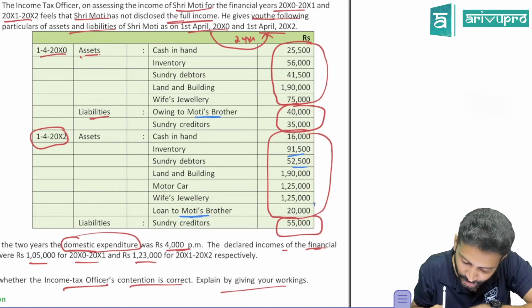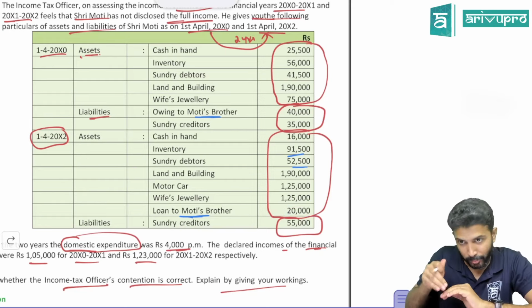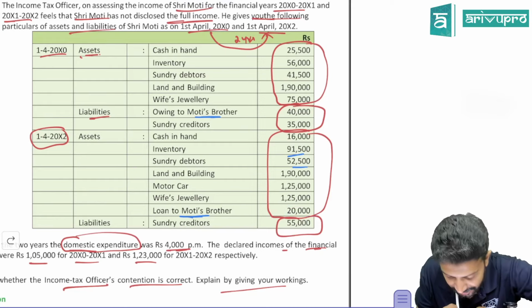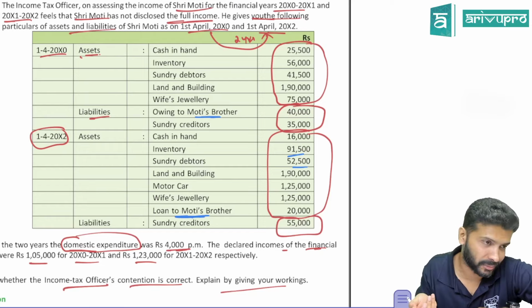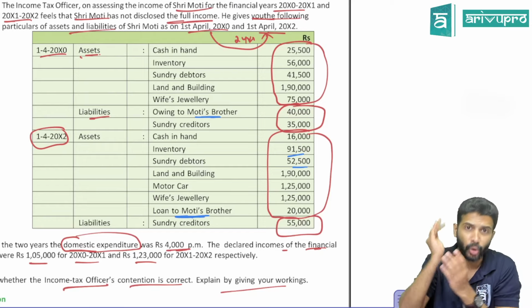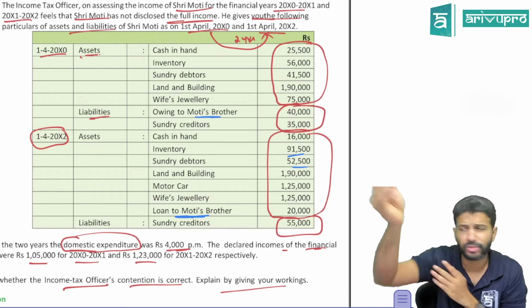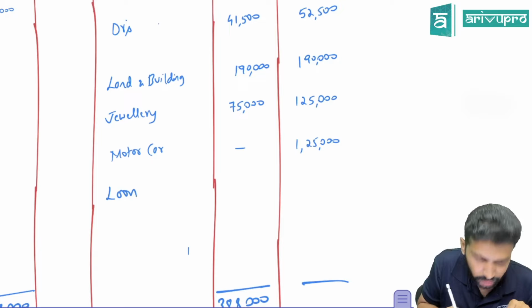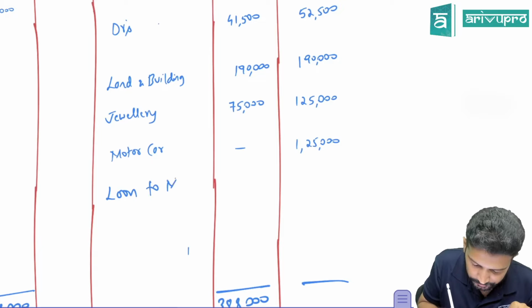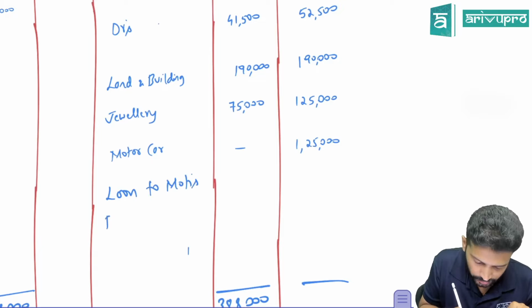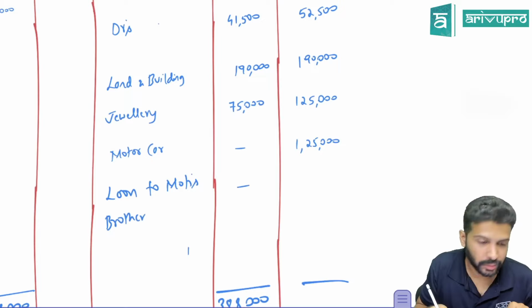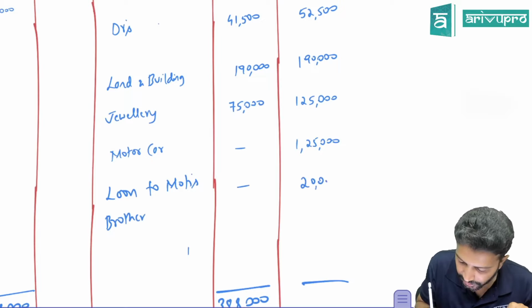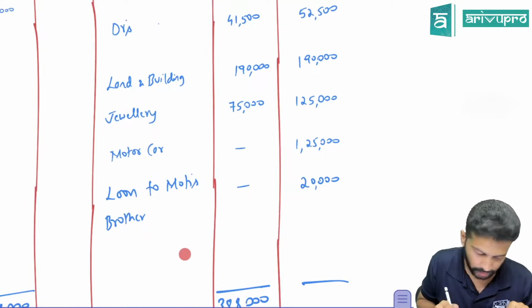That means now it is an asset or liability. Moti has given loan to the brother. Check this line. Loan to Moti's brother means loan given to Moti's brother. So asset or liability? Asset. So loan to Moti's brother. First May it was not there. Now it is how much? 20,000. All right.